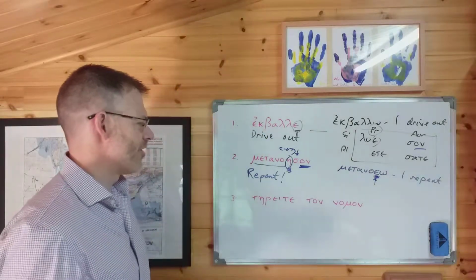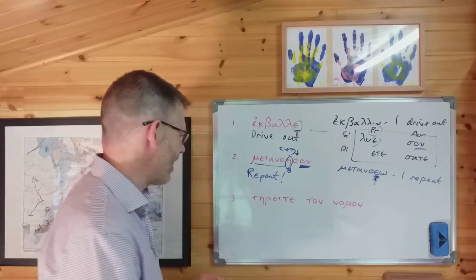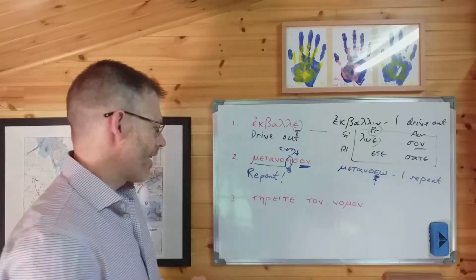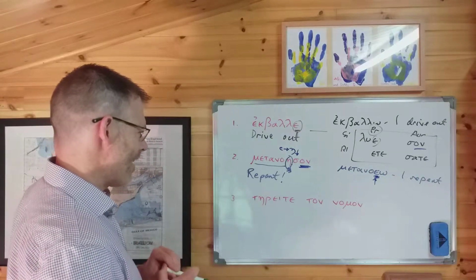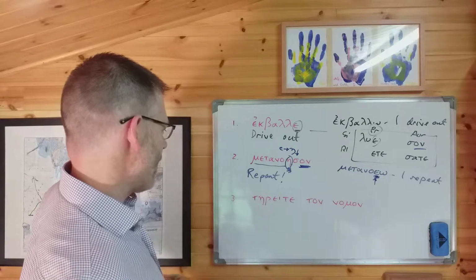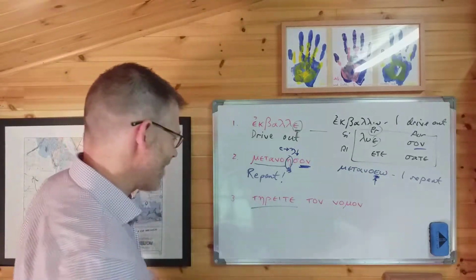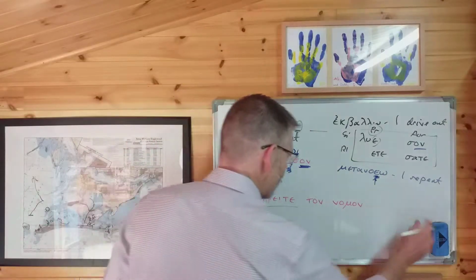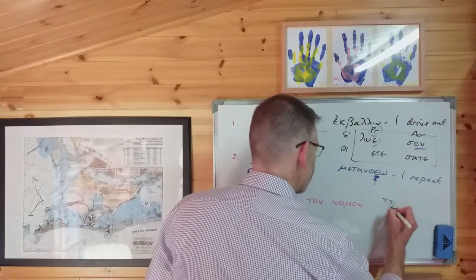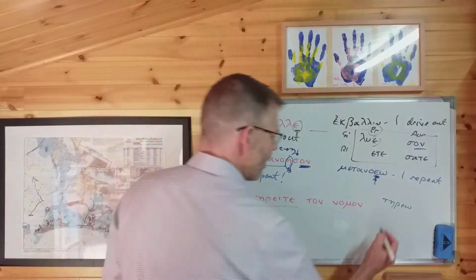Terete ton nomon. Terete ton nomon. Let's switch, go green for a second. Now find the verb in here. Can you find the verb in here? Well, let's have a little look. Yes, you can. Terete, I knew you did. Terete comes from the verb tereo, meaning I keep.